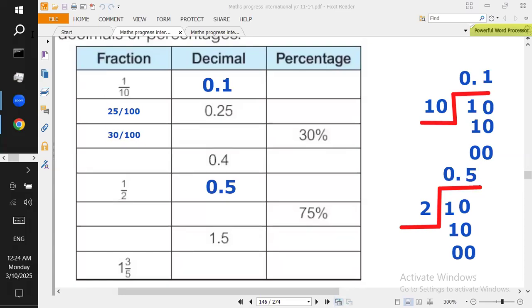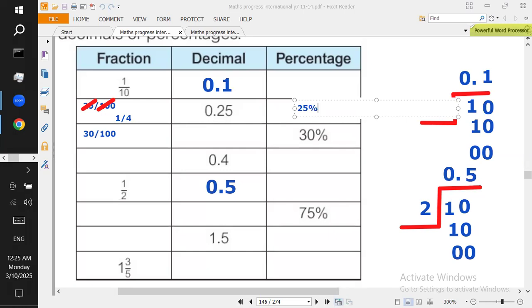For example, 25 over 100. When you simplify it more, it means you're going to divide it by a common factor, which is the 25 here. So divide by 25, divide by 25. 25 divided 25 is going to be 1. 100 divided 25 is going to be 4. So 1 over 4. Okay. And the 25 out of 100 is 25%.